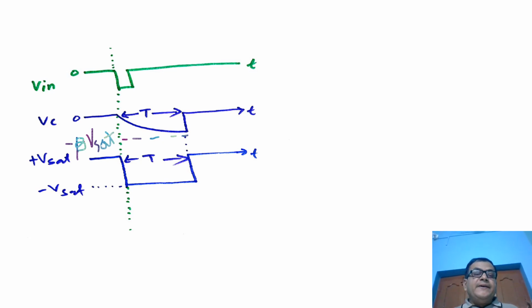Whenever the voltage of the capacitor becomes minus beta into Vset, the output of the op amp again switches from 0 to 1, that is from minus Vset to beta Vset.